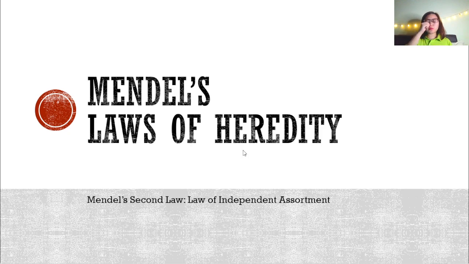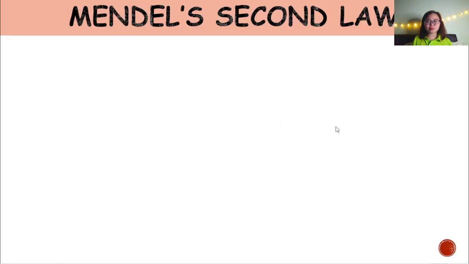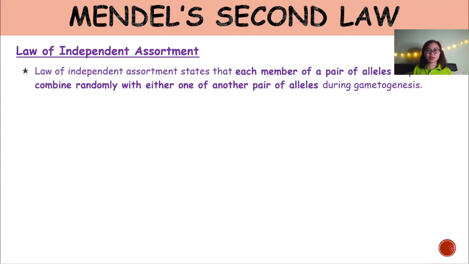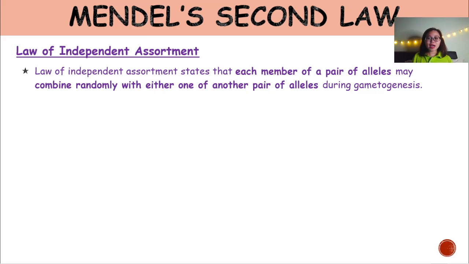Okay, so when we talk about dihybrid cross, we also talk about Mendel's second law of heredity, which is a law of independent assortment. So Mendel's second law of independent assortment. It states that each member of a pair of alleles may combine randomly with either one of another pair of alleles during gametogenesis. Dalam arti kata lain, satu allele tidak akan mempengaruhi posisi atau proses pewarisan allele yang lain.